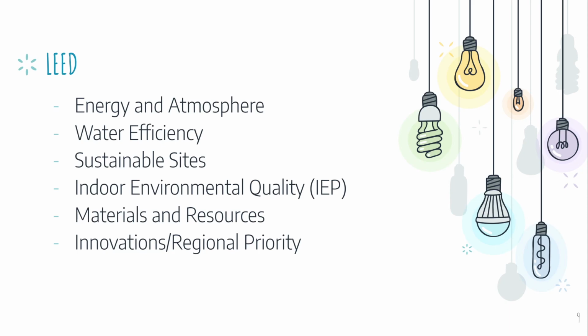And then there's also a category for regional priority or just innovative measures. So some buildings may gain extra points for doing things that are particularly important in that region. So, for example, if it was a building in California, I'd get extra points for reducing water consumption, because water is an extremely high priority resource in places like California.